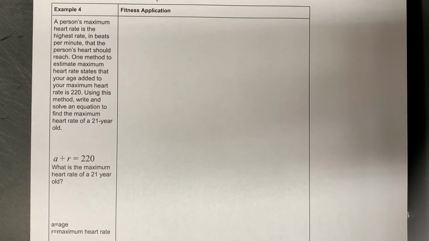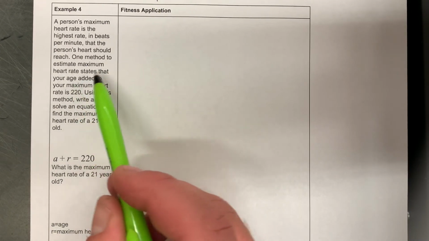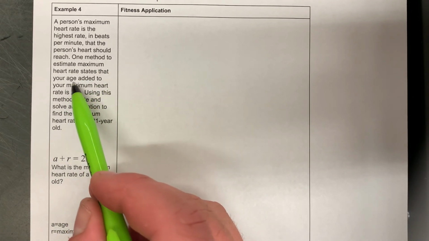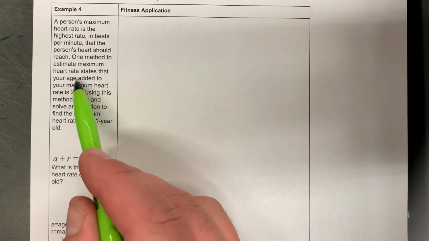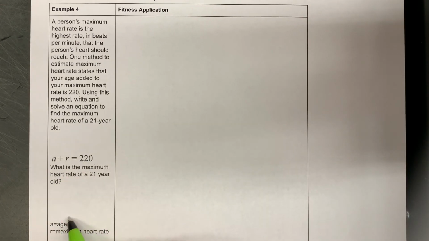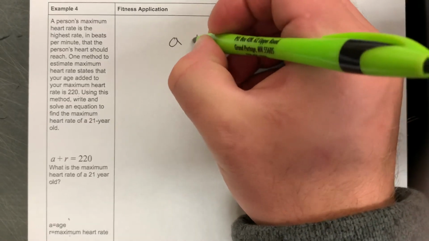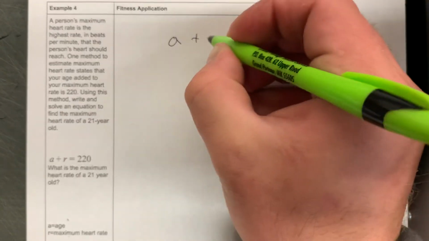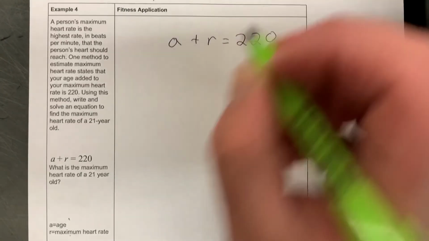In this equation, they gave it to us. Again, one method of the heart rate states that your maximum heart rate plus your age should equal 220. We have A for age, and R is our maximum heart rate. Let's first start by writing this example out. Age plus maximum heart rate is going to equal 220.